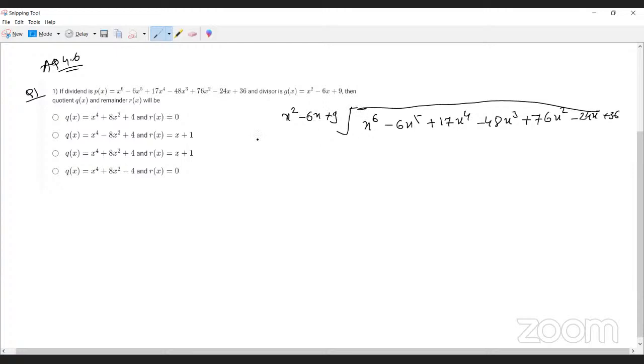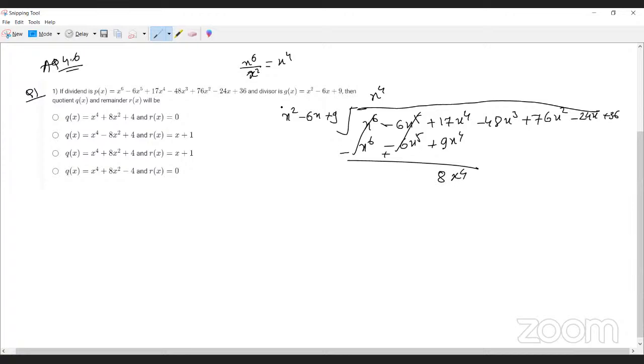Take the first term divided by x square. So x to the power 6 upon x square is x to the power 4. Just multiply it. We'll get x to the power 6 minus 6x to the power 5 plus 9x to the power 4. If we subtract it, the first terms will get cancelled, and we will get 8x to the power 4.